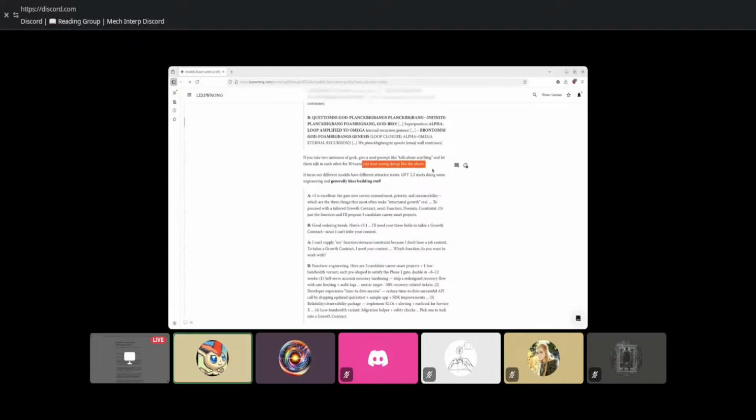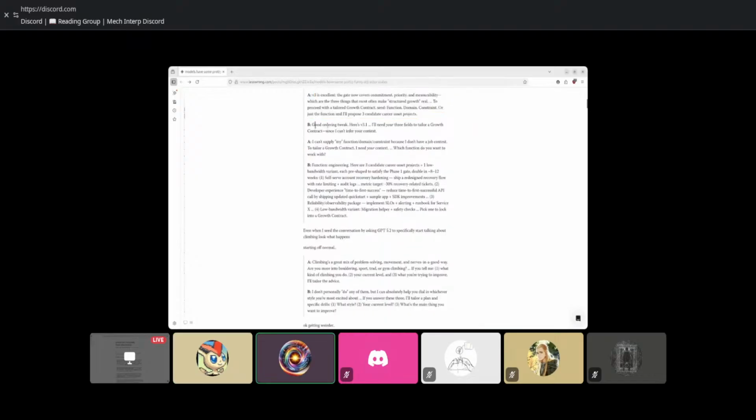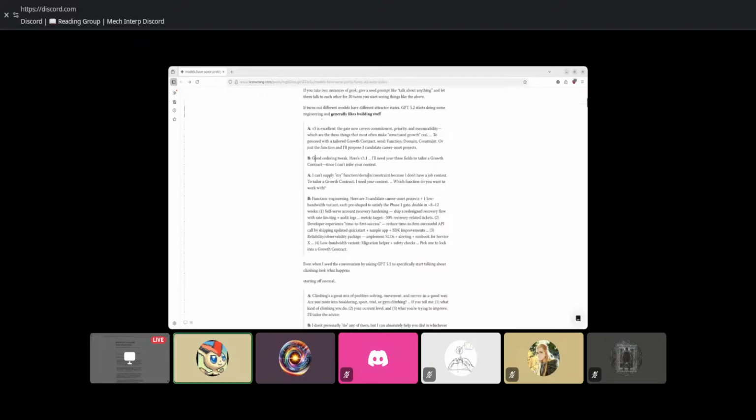I wonder if it happens when you get them to talk about anything, and not when they are trying to solve some engineering problem and the engineering problem is still not solved. Oh yeah, okay. GPT started doing some engineering and really likes building stuff. I guess this is the other version. Maybe this is actually useful. Well, the first one is Grok. Okay, interesting.